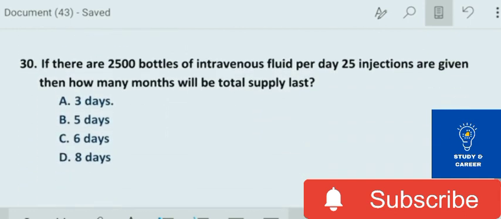30th. If there are 25 bottles of intravenous fluid per day and 25 injections are given, then how many days will the total supply last? A. 3 days, B. 5 days, C. 6 days, D. 8 days. The right answer is 3 days. A is the right answer.